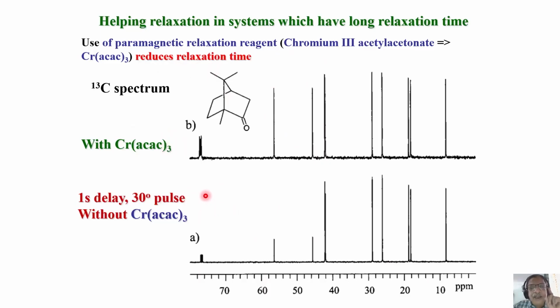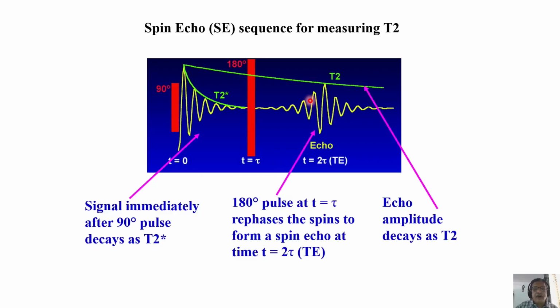It is a paramagnetic relaxation reagent used to reduce the relaxation time. Please remember this. Okay, now similarly, the spin echo method is what we adopt for measuring T2. Spin echo I have already discussed in depth; we also understood it vectorially.